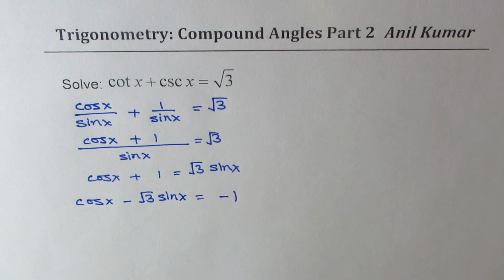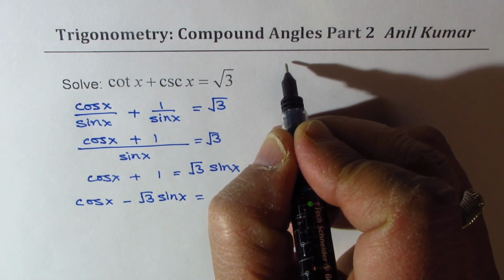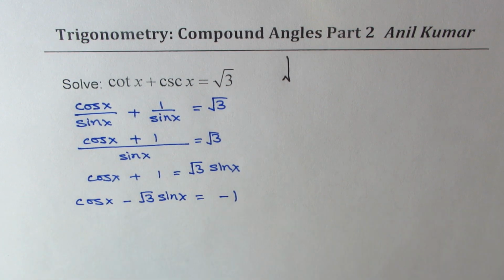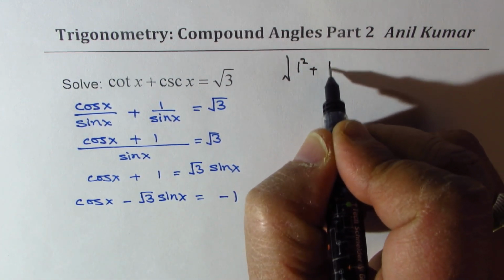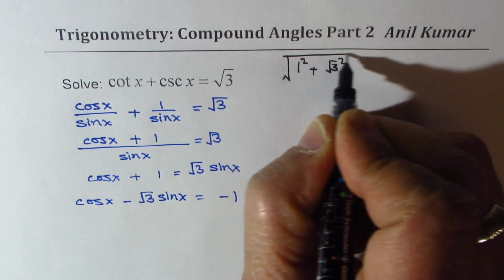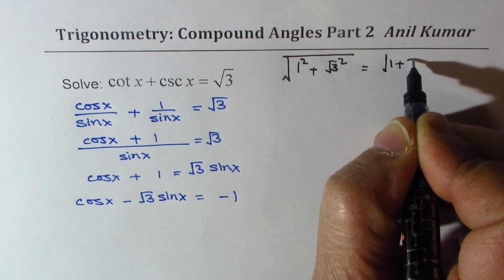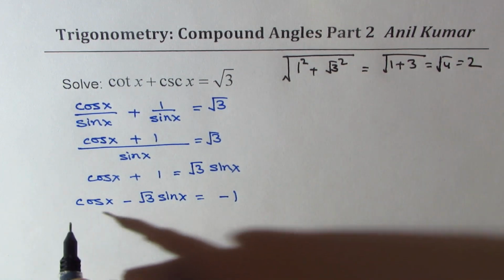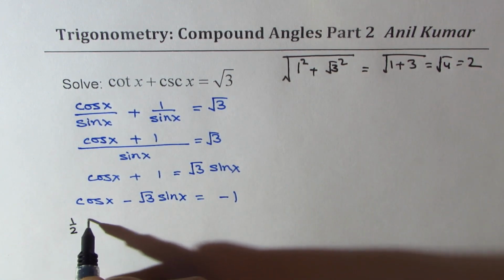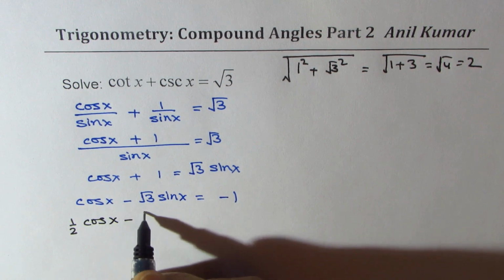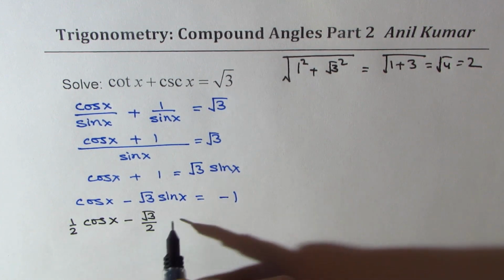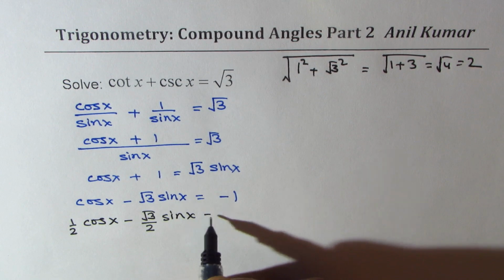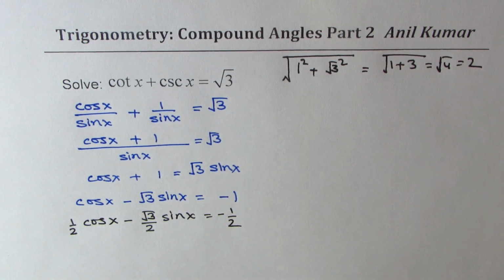So we are going to use our method of dividing both sides by some number, and that number is the square root of 1 squared plus square root 3 squared, correct? Which is square root of 1 plus 3, which is square root of 4, and is equal to 2. So we could write this as half of cos x minus square root 3 divided by 2 of sin x equals minus half. Do you understand this step?